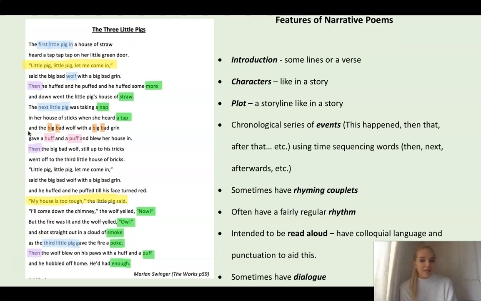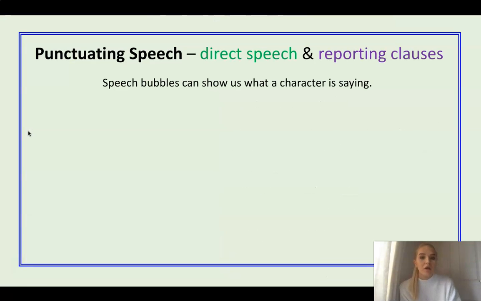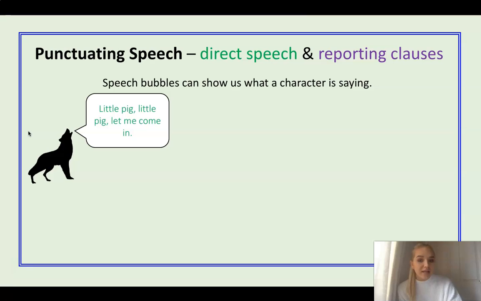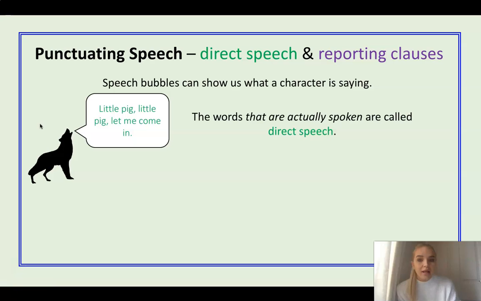Now, we have identified that there is some speech in this poem, The Three Little Pigs, and that is what we are going to be looking at in a bit more detail today. We are going to be looking at how we can punctuate speech and use direct speech and reported clauses. Now, we have seen these speech bubbles before, whether we're reading a book or looking at a storyboard, for example, and this shows me a picture of a wolf with a speech bubble coming out of it. So this shows me that this is what he is saying. Little pig, let me come in. And the words that are actually spoken here are known as the direct speech, what is being said.